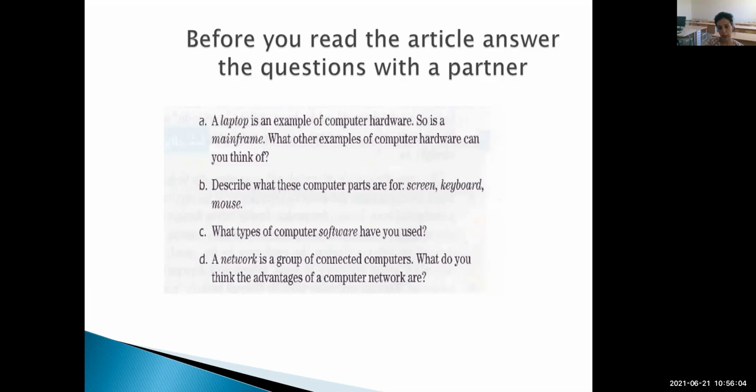Then we have D1 here. A network is a group of connected computers. What do you think the advantages of a computer network are? So a network is a connection of different internet connections taken together.